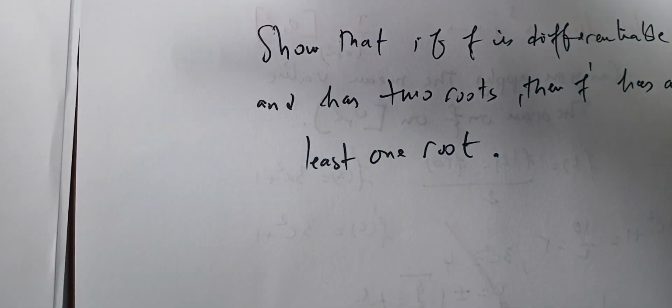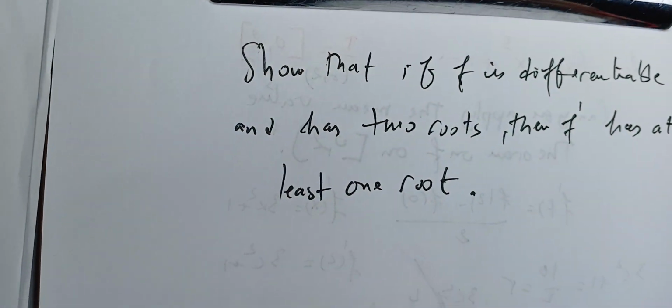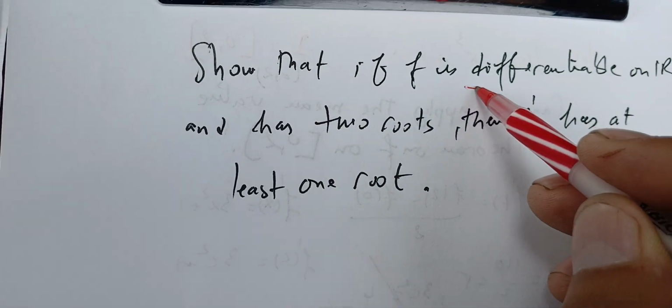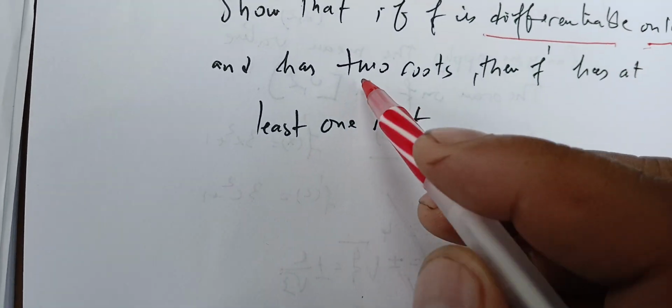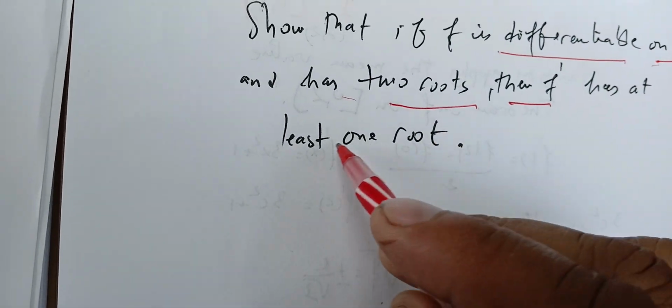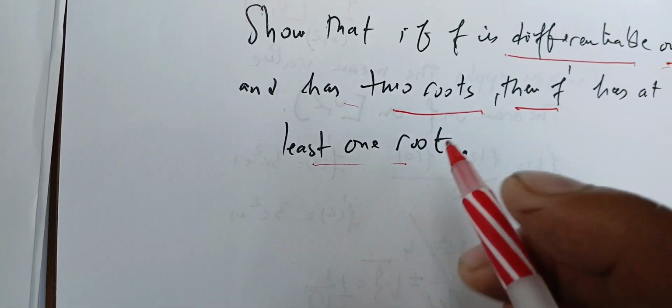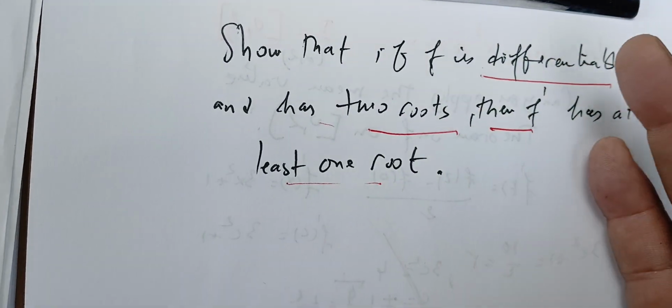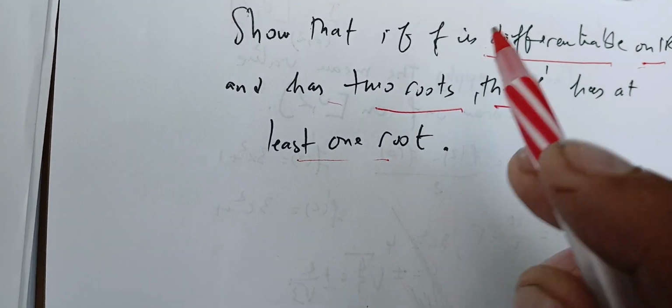Okay, in this problem, we're going to try to prove this result. We're going to show that if f is differentiable on R and has two roots, then f prime has at least one root. So f is differentiable, that means it has a derivative everywhere on R, and it has two roots.